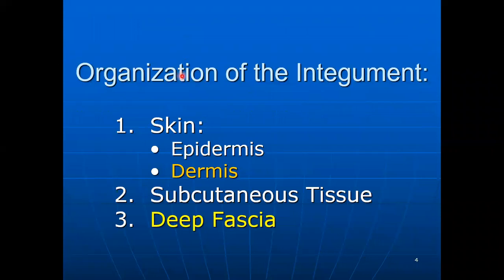Okay, so organization of the integument. So integument is, you know, the medical term for the whole skin system, because it isn't just what we see on the outside. The skin itself has 2 layers, the epidermis and the dermis. So this prefix epi means on top of. So epidermis is on top of the dermis. This is what you actually see on a person, like a normal healthy person. You see their epidermis, and then underneath the epidermis is the dermis. So underneath the skin or deep to the skin is the subcutaneous tissue, and then deep to your subcutaneous tissue is the deep fascia. So skin, subcute, fascia.